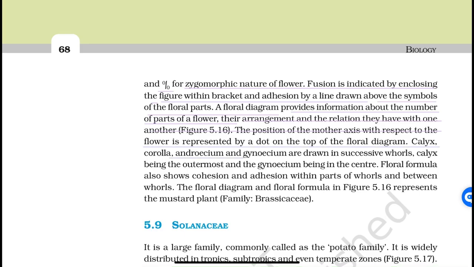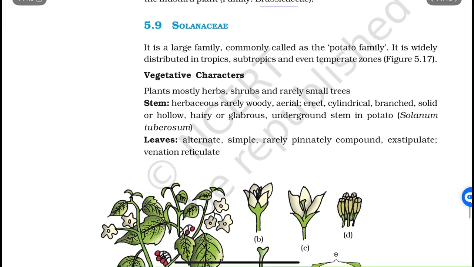Calyx, corolla, androecium and gynoecium are drawn in successive whorls, calyx being the outermost and the gynoecium being in the center. The floral formula also shows cohesion and adhesion within the parts of whorls and between whorls. The floral diagram and floral formula in figure 5.16 represent the mustard plant, family Brassicaceae. Next is Solanaceae.